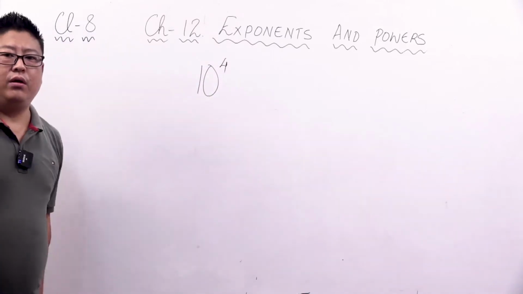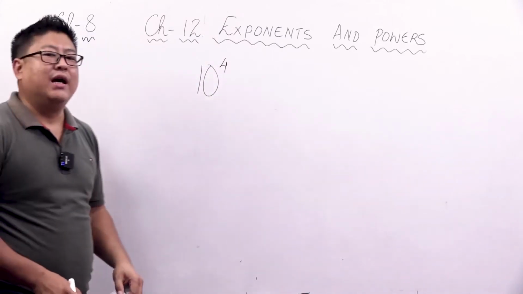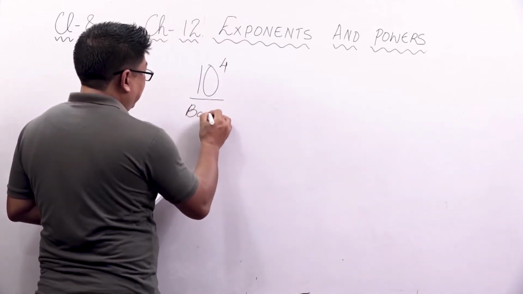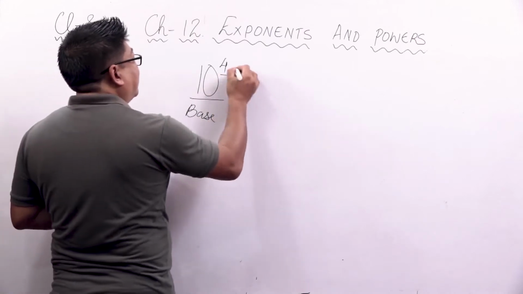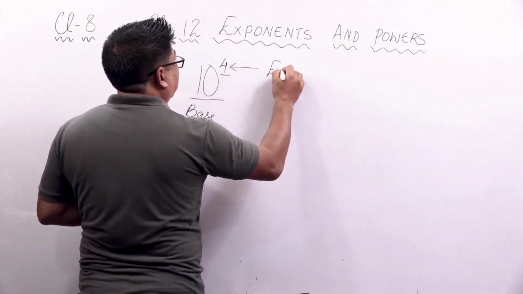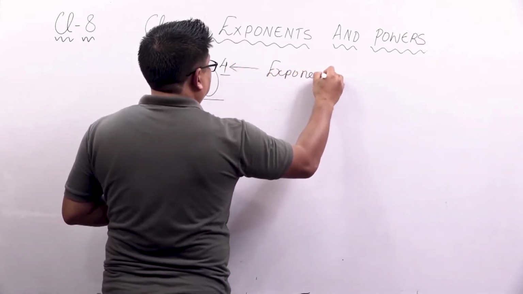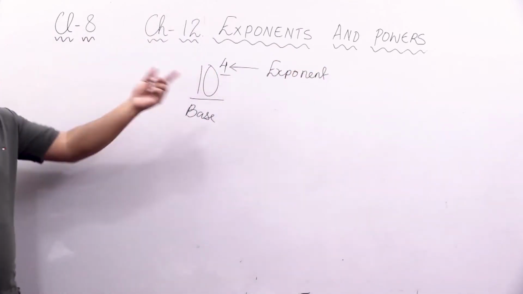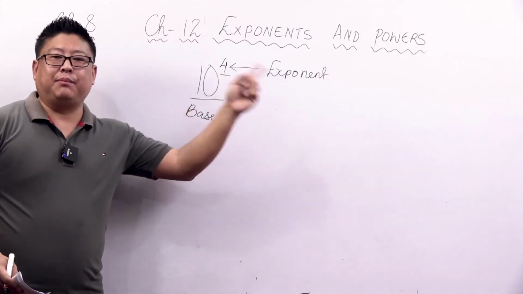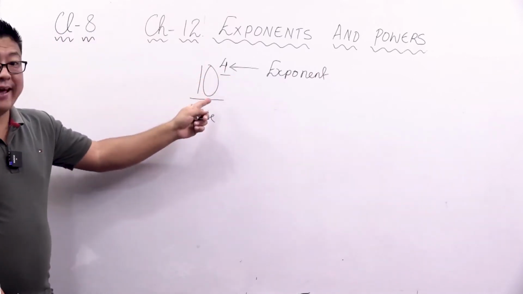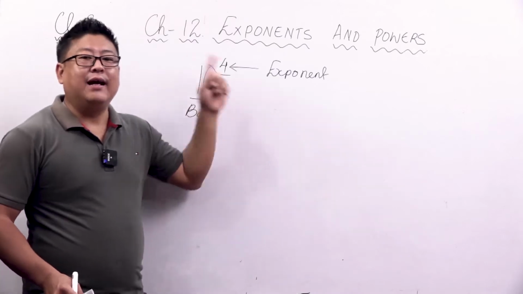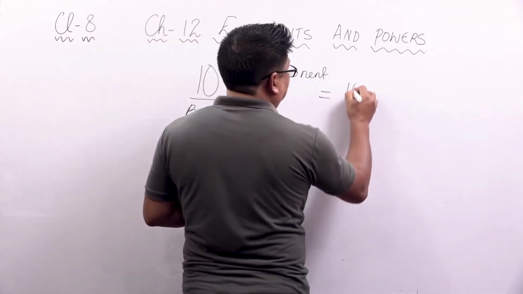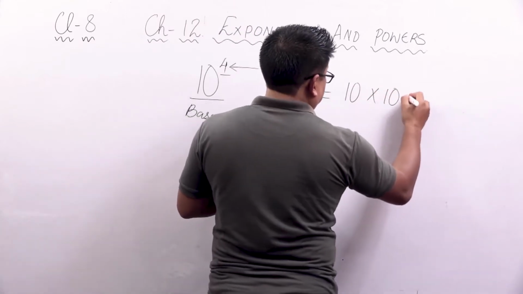10 to the power 4. We have already learned about this. Yes, this is your base, and this is your exponent. So this exponent will show you how many times this base is being multiplied. That means this 10, the base, is being multiplied 4 times. Here it's 4, so it is being multiplied 4 times.